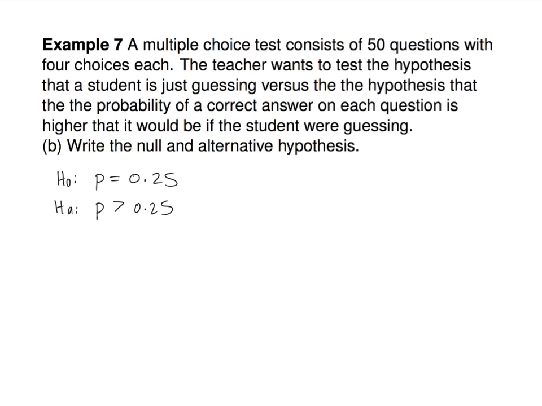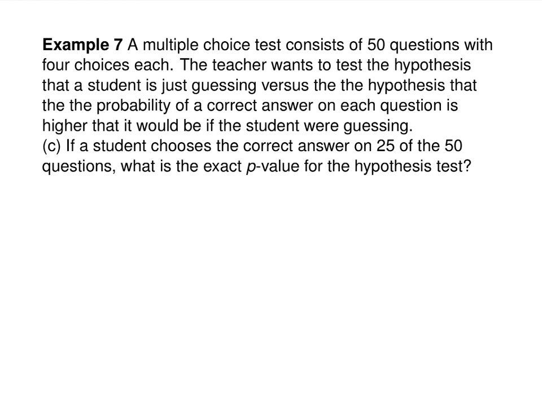Okay, and this is kind of binomial review because this is an experiment, right? How many trials were done? And what's the chance of success? How many questions did they try on? 50, so 50 trials. What is the probability of success on each trial? 0.25. So if a student chooses the correct answer on 25 of the 50 questions, what's the exact p-value for this hypothesis test? So what's the probability that they're going to get 25 questions right or more? Does that make sense? That's kind of like what this hypothesis test is doing. What's the chances that you're this extreme or more extreme?